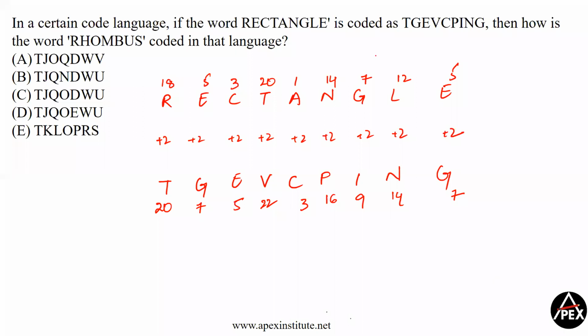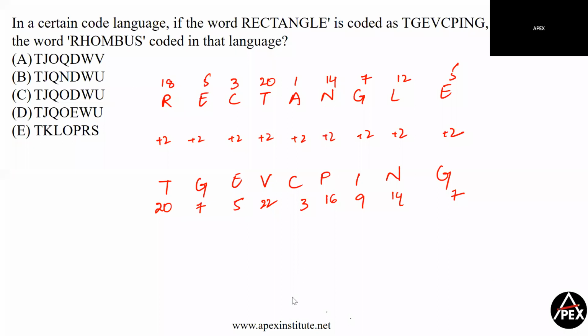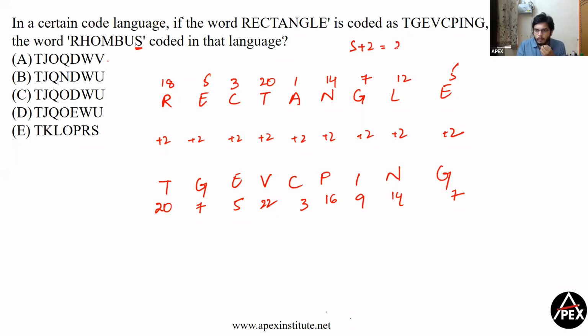Now tell me, in these types of questions, do we need to find the coded form of rhombus for sure? Can we do that without finding the coded form of rhombus? Can I answer this question? Yes, I can answer this. Now let's see how. So we have 5 options given. If I consider the last letter, we have V, U and S. So S plus 2, so 19 plus 2 is 21. So the last alphabet in the coded form of rhombus should be U.